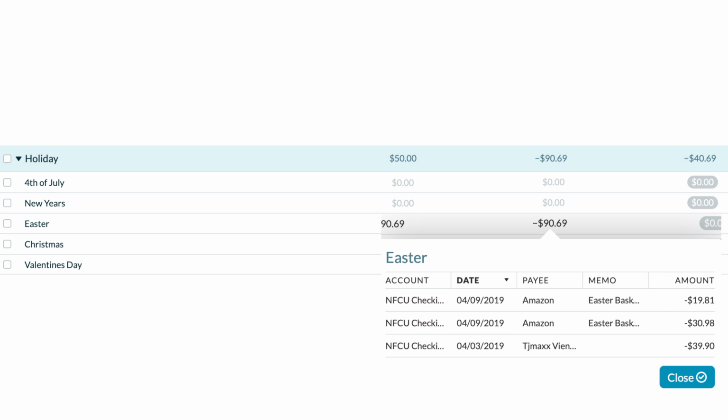Easter this year, we had 3 expenses and they were all Easter basket items, and a lot of the stuff got returned. So all of these, the 1981, 3098, and 3990, we didn't actually spend all of that. I think our total for Easter was actually $50, which is what we had budgeted when it was all said and done and we had gotten some of the stuff returned.